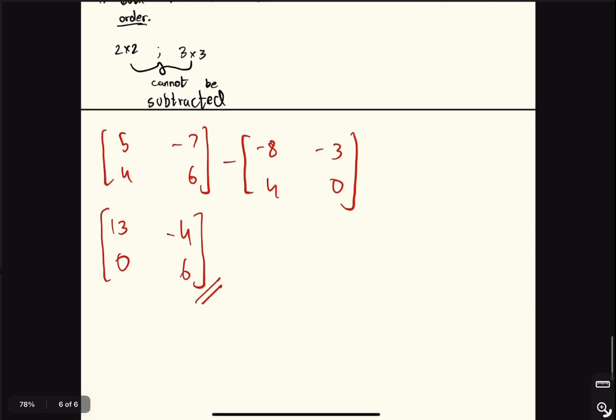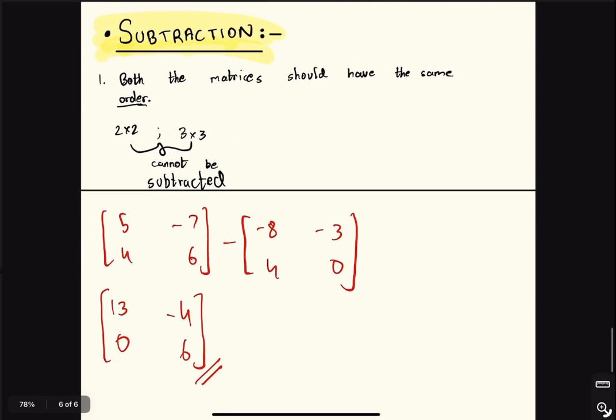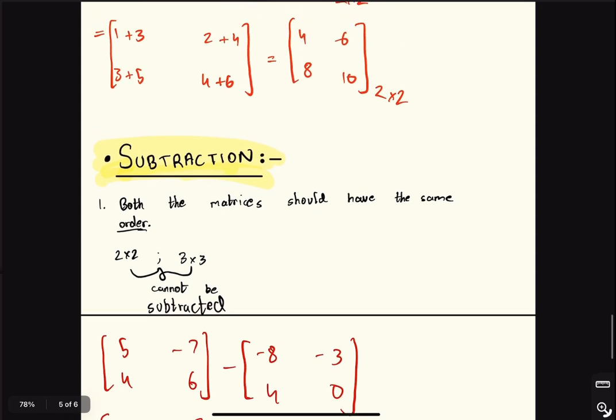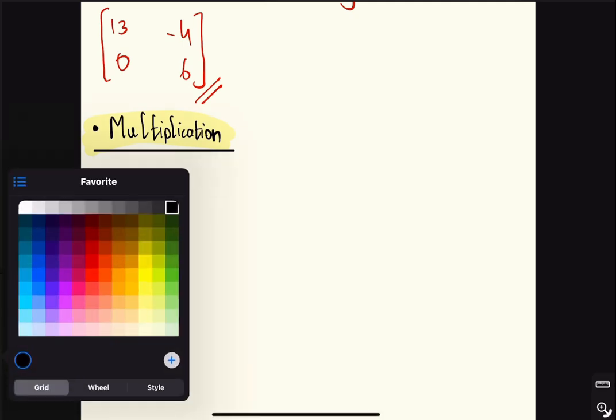Clear? So addition and subtraction are very easy. Okay, I think now you understood what subtraction is also. Now let's see what multiplication is. Multiplication is a bit different from addition and subtraction. Let's understand with a simple example.